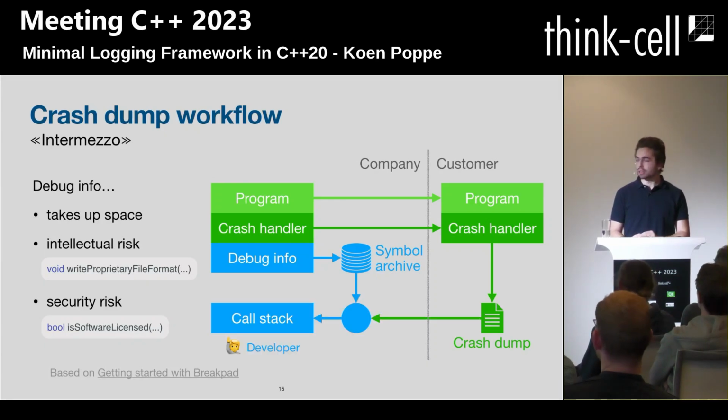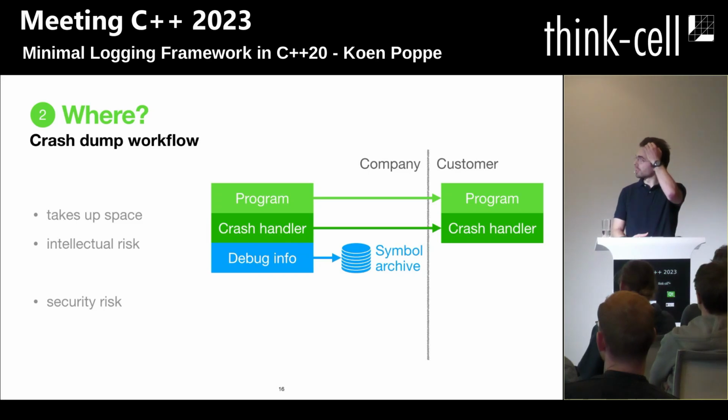Then, combining this with the symbol archive, we can translate the addresses, which don't mention anything in the crash dump itself, back to a full call stack with function names and so on. Something a developer really needs, of course, to evaluate what went wrong. So I think there's a lot to learn here, and we can certainly use some of these things in our logging framework. So we'll keep most of it.